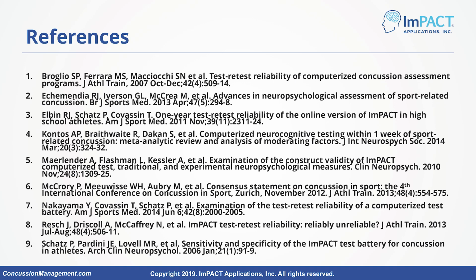There's a series of references that are provided here for you to look over. There are literally several hundred ImPACT-related resources as it pertains to both evaluation and management of the patient using ImPACT data.